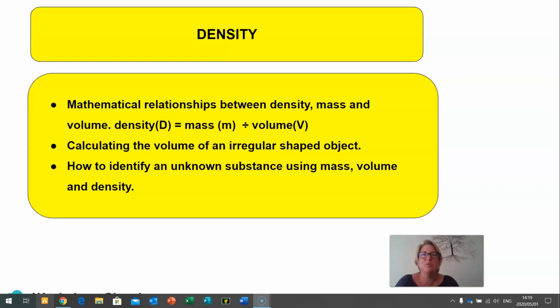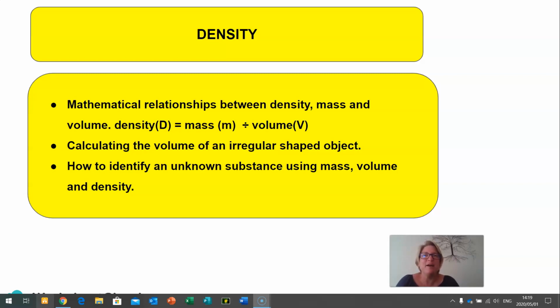Just need to remind you that we represent density with a capital D, mass with a lowercase m, and volume with a capital V. We'll have a look at the units of measurement that we can use for each of these variables. Most importantly today, we're going to focus on something new, which is calculating the volume of an irregular shaped object. And then we're also going to learn how do we identify an unknown substance based on using mass, volume, and density.